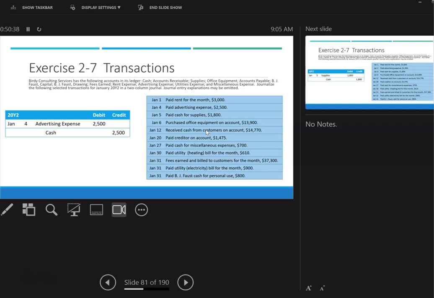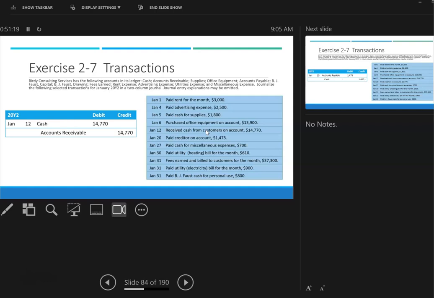Yes? Next, paid cash for supplies. We debit the asset supplies. Supplies increased, we debit the asset. Cash, what happened to cash? Credited. Purchased office equipment on account. Office equipment, debit, $13,900. Accounts payable, credited. What happens to a liability when we increase it? Credited.